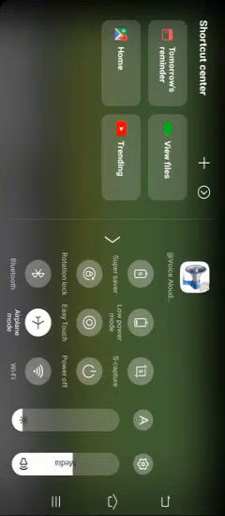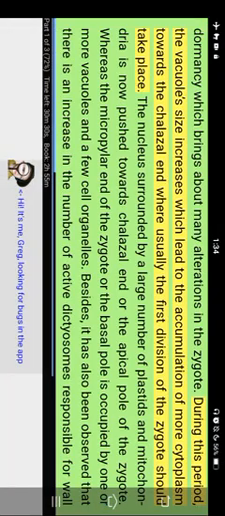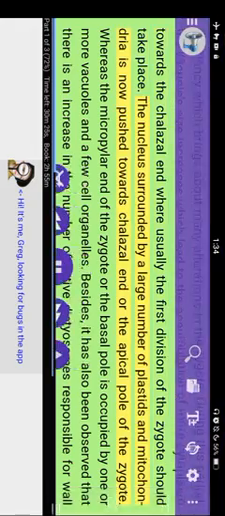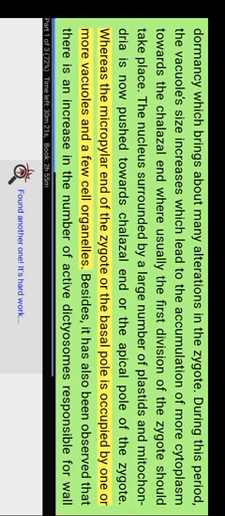Mature stage. Prior to embryogenesis, the zygote might undergo a period of dormancy, which brings about many alterations in the zygote. During this period, the vacuole size increases, which leads to the accumulation of more cytoplasm towards the chalazal end, where usually the first division of the zygote should take place. The nucleus, surrounded by a large number of plastids and mitochondria, is now pushed towards the chalazal end or the apical pole of the zygote. Whereas the micropylar end of the zygote or the basal pole is occupied by one or more vacuoles and a few cell organelles.